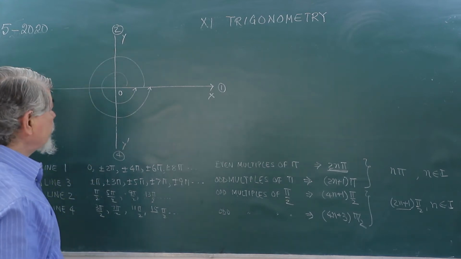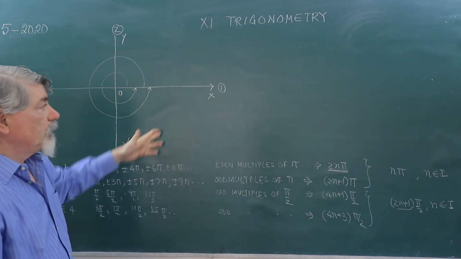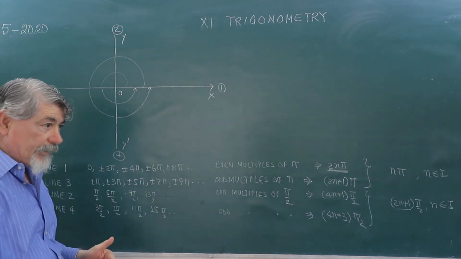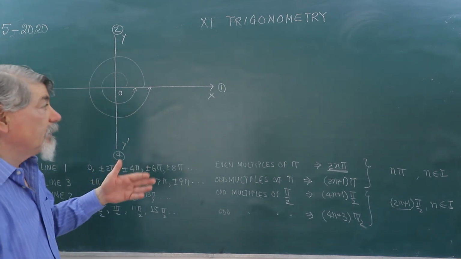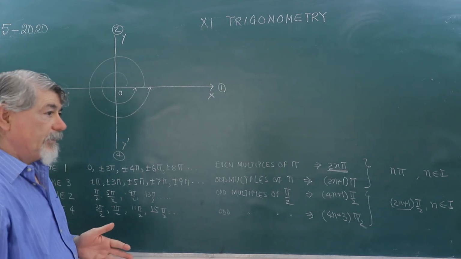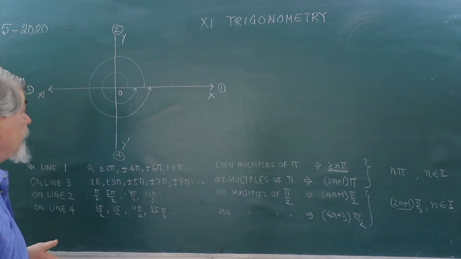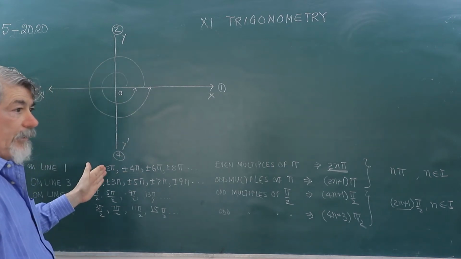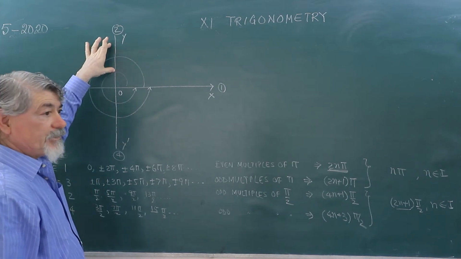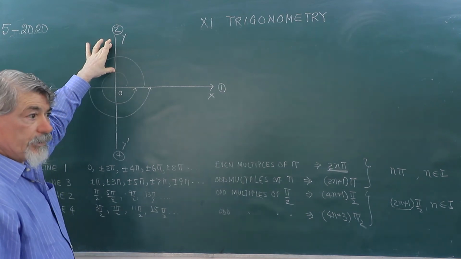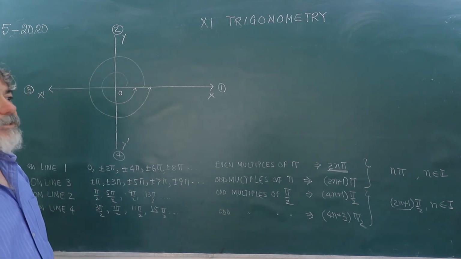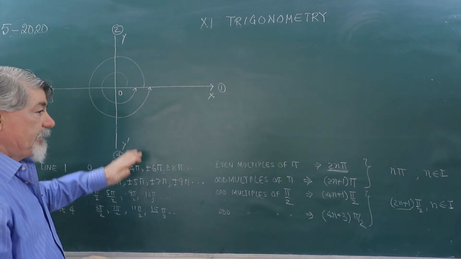Along the horizontal line, we told you sine will remain sine, cos will remain cos, tan will remain tan, and similarly cot will remain cot, cosec will remain cosec and sec will remain sec. But when we are talking of the vertical line, then what happens is sine changes to cos, cos changes to sine, and tan changes to cot, and cot changes to tan.